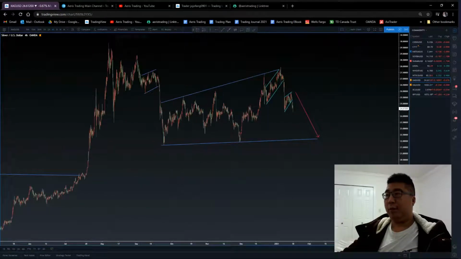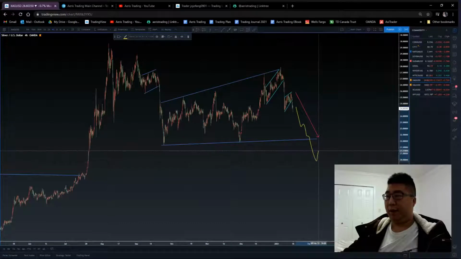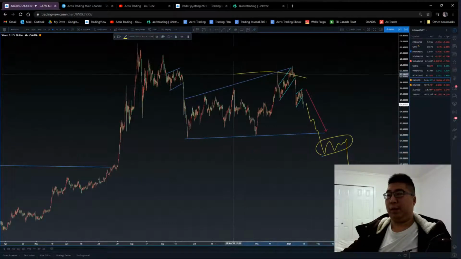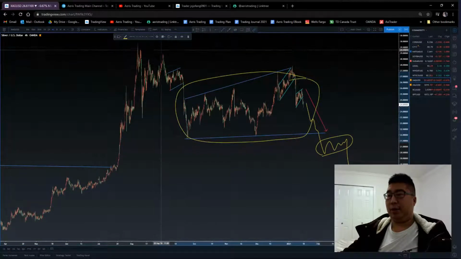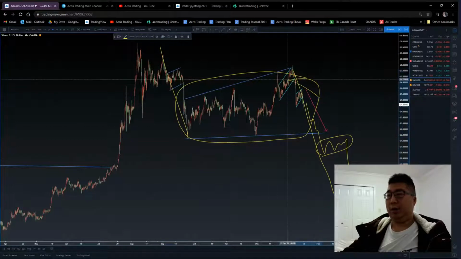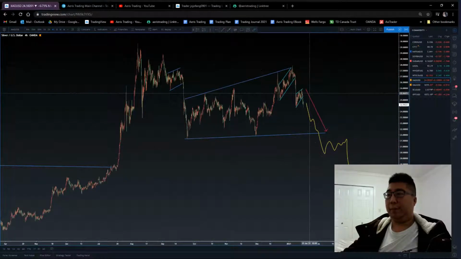I will be paying more attention to it now. If we can break out followed by continuation, then I might look for a trade like this, because now that we complete a higher time frame correction after this push, we can certainly see a continuation out of this correction that we're forming right now.